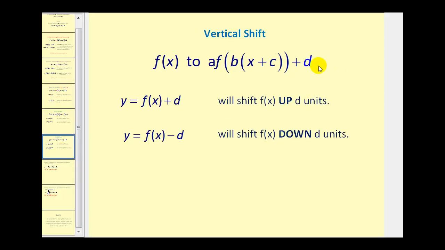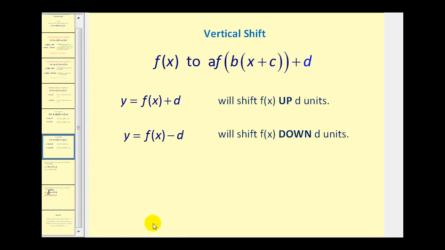And lastly, we have d. If we have y equals f of x plus d, this will shift the function up d units. And if we have y equals f of x minus d, this will shift the function down d units. And remember, f of x is equal to y, so this is adding and subtracting values to the y coordinates.